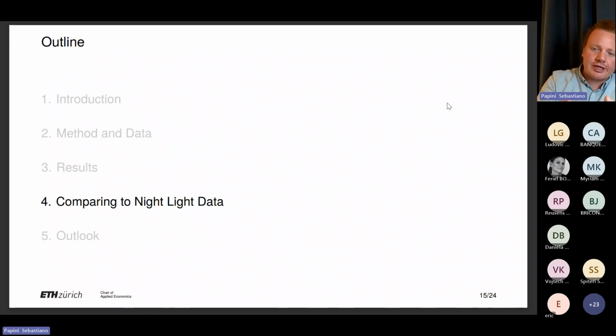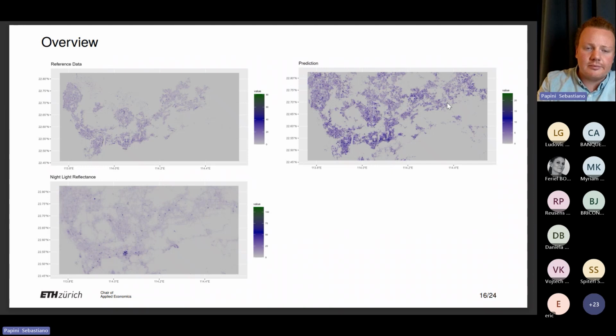Right, and then in the next step, we compare this to nightlight data. The idea is that it became quite normal to use nightlight data in economics, and especially spatial economics and urban economics, to approximate all kinds of things. For example, GDP or population, or more abstract things like density, or for example, to see how centralized or decentralized a place is.